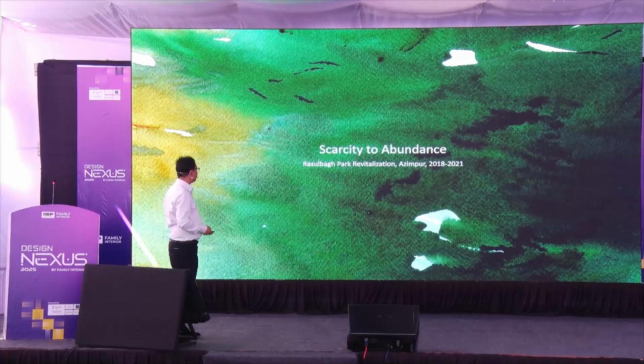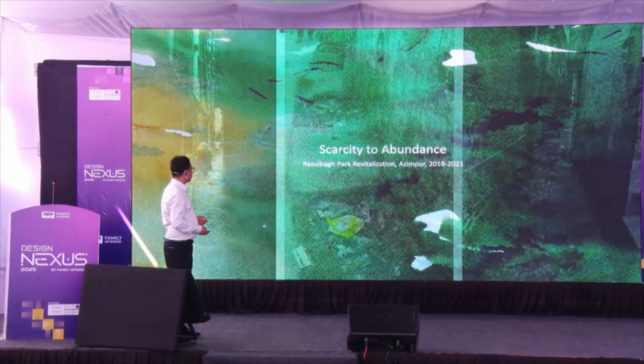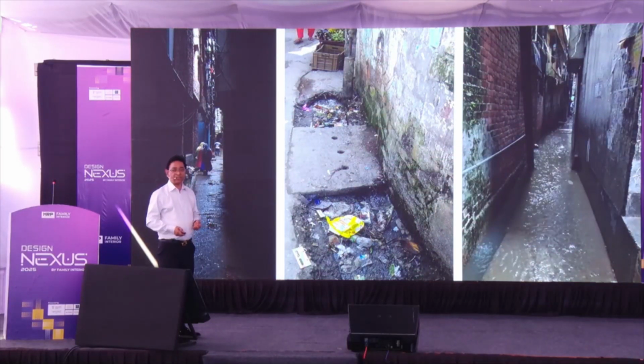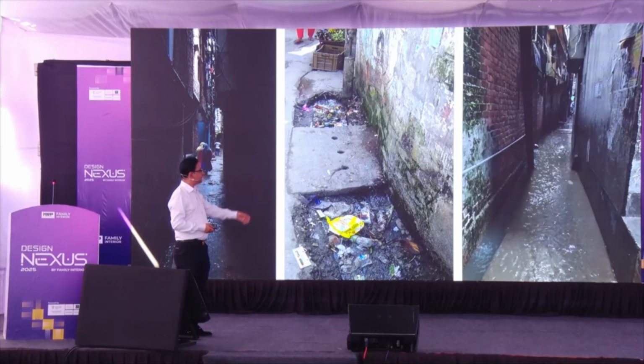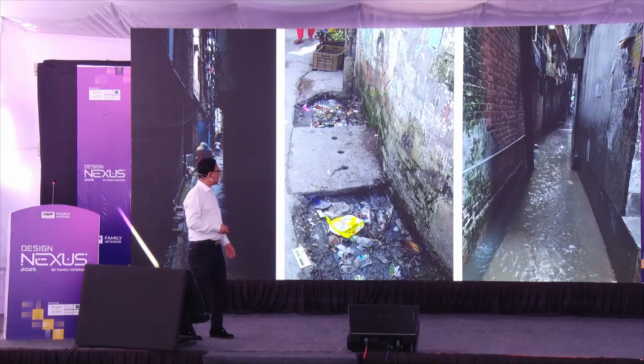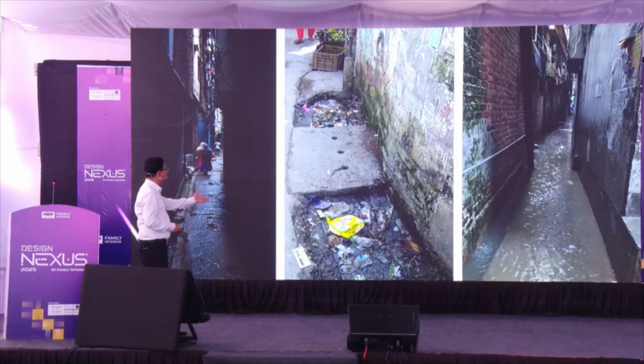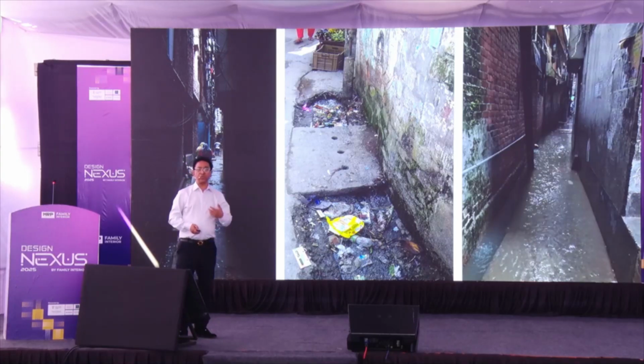This is another very difficult project I have done, the Rasul Bagh revitalization. Scarcity to abundance. This is all about scarcity. This is the way to go to the park, the only way to go to the park. One-meter narrow alleys, and this is flooded during the monsoon. And when not flooded, then it's more difficult to see these dirty things. It's so unhealthy, particularly for the children.